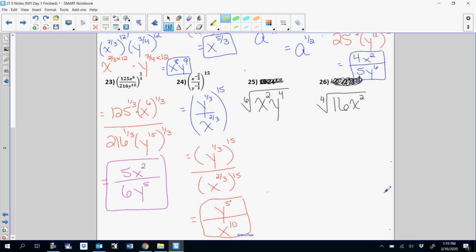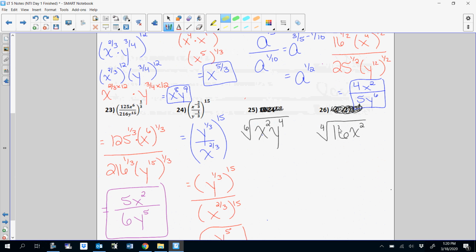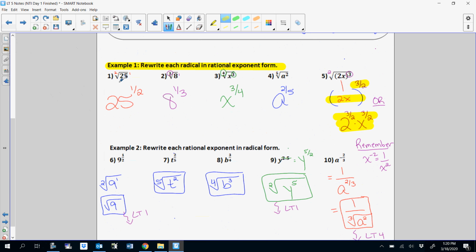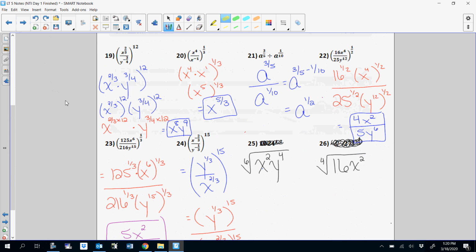All right, now these last two illustrate that property that's probably the weirdest of all of them, that you need to meet the criteria where the index of the remaining radical is the least number possible. So here's what that means. Typically, with a 6th root, you need perfect 6th powers. With a 4th root, you need perfect 4th powers. But the property that allows us to switch these from radical form to exponential form allows us to use exponential properties to reduce as we can. So that's going to happen in these two.